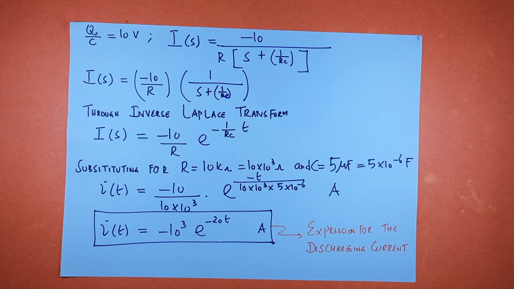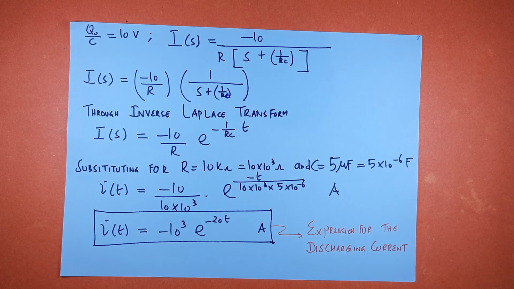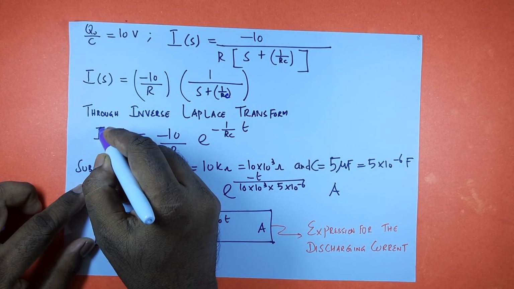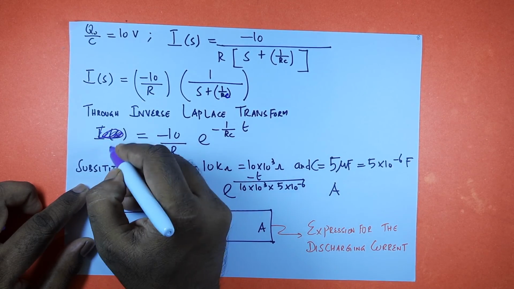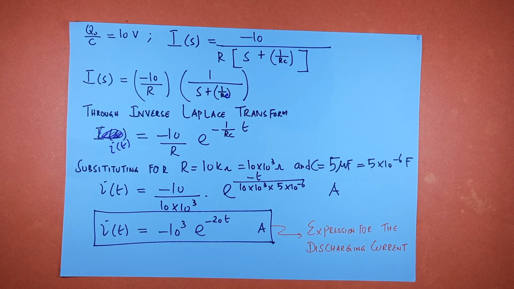Now you substitute for the values of R equal to 10 kilo ohm. You write it as 10 into 10 power 3 ohm. C equals 5 microfarad, which you can write 5 into 10 power minus 6 farad. Actually, after inverse transform, this should be I of t. Okay. So I of t equal to minus 10 by R e power minus 1 by RC t.